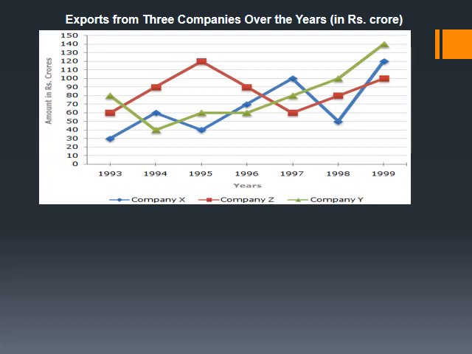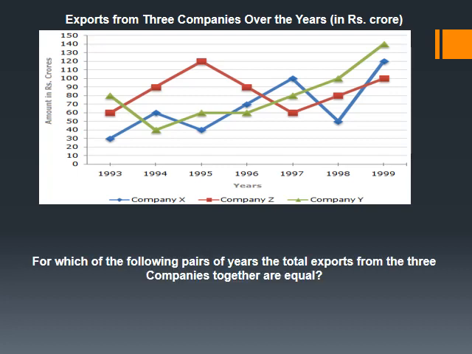In the line chart, the legends are given at the bottom. Company X is represented by the blue line, company Z by the red line, and company Y by the green line. Now let us look at the question. For which of the following pairs of years are the total exports from the three companies together equal? Look at the question again.